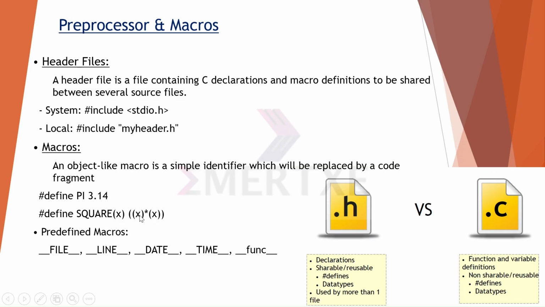We define SQUARE(x) to mean the square of a number. We define the macro as x multiplied by x. So wherever we use SQUARE(x), the computer will automatically understand that it has to multiply the variable with itself. Some predefined macros are __FILE__, __LINE__, __TIME__, and __FUNCTION__.